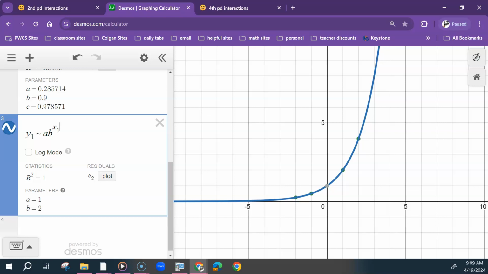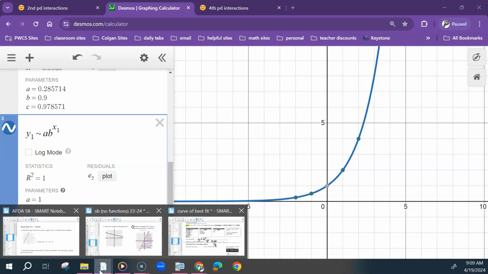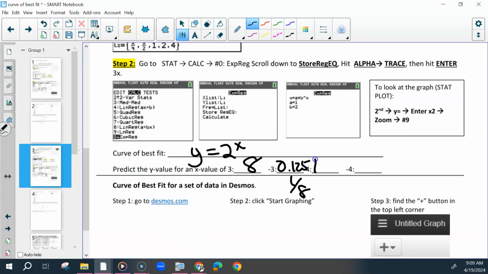16 for x equals 4. What about negative 4? It's going to be a decimal. Did you put this in the decimals?